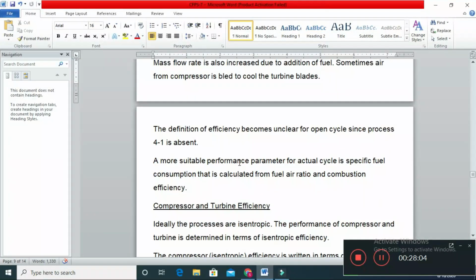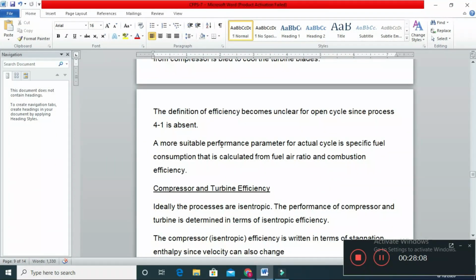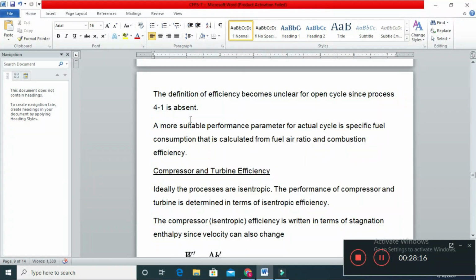In addition, we often have the open cycle. In the actual cycle, the process 4-1 is not there, it is open. For the open cycle we use another parameter for determining the performance, which is specific fuel consumption. So specific fuel consumption is the fuel supplied divided by the work obtained.